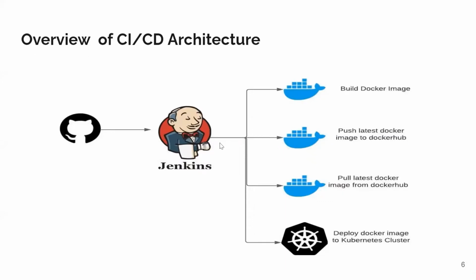So this is the overview of the CI/CD architecture. In the last sprint, we completed these steps where we built the Docker image, pushed the latest Docker image to Docker Hub, and then pulled the latest Docker image from Docker Hub. In this sprint, we have integrated Kubernetes with our application. We deployed the Docker image from the previous step to the Kubernetes cluster.